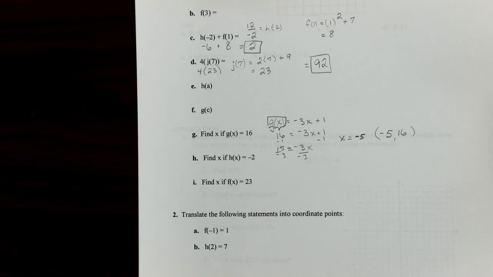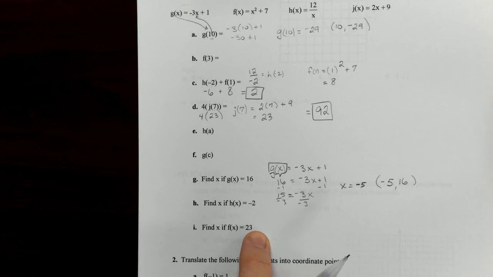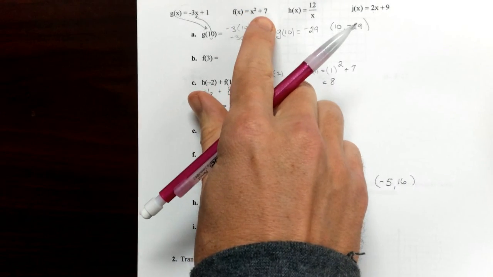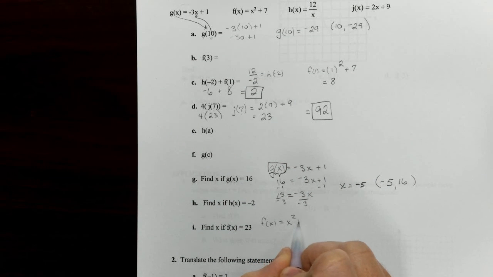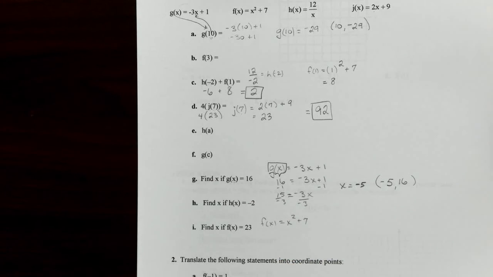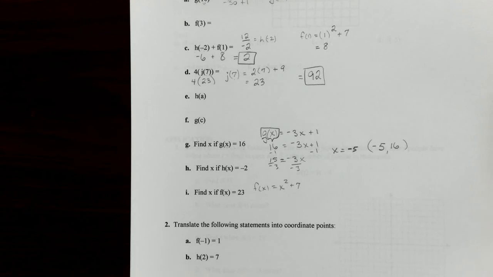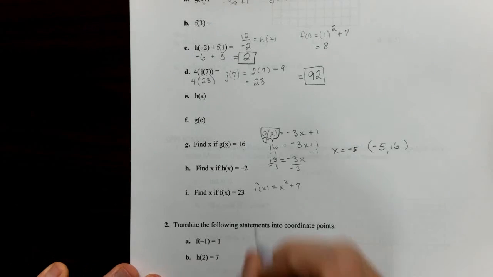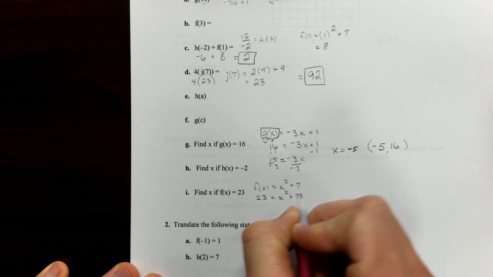Alright, Suwani, help me out with I. Okay, f of x equals 23. So let's go back up. Let's copy down the f of x function, which is x squared plus 7. So we're going to copy that down here. F of x equals x squared plus 7. Now tell me what to write, Suwani. Where do I plug in that 23? Okay, so tell me what I should be writing. Okay, x squared plus 7, absolutely.